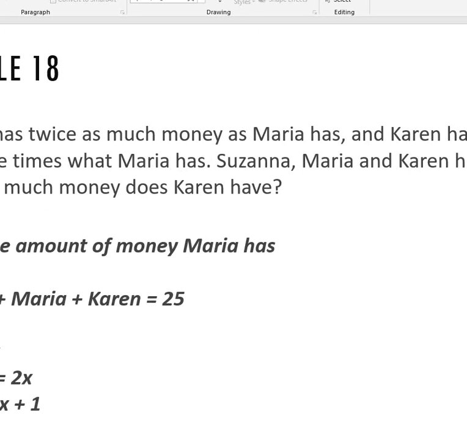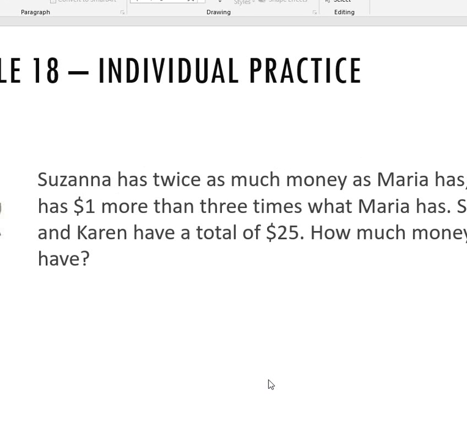Here is your last one that I would like you to attempt to do on your own. And I'll read it to you in case you can't see it. Susanna, so just find any space to do it, has twice as much money as Maria has. And Karen has one more than 3 times what Maria has. Susanna, Maria, and Karen have a total of $25. How much money does Karen have?